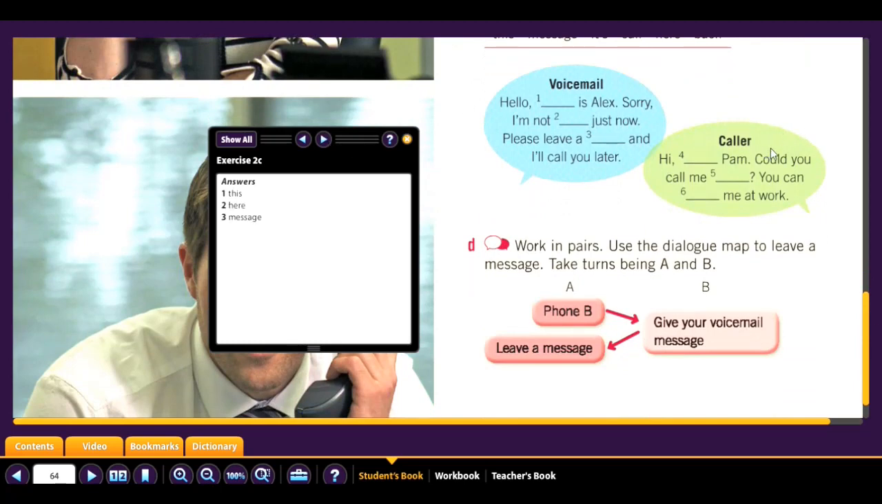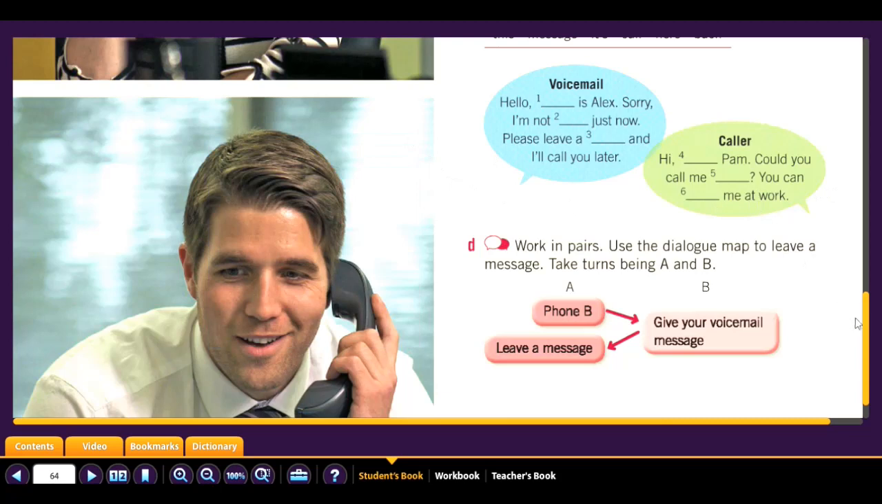The caller, la persona que llama. Cuando llamas y te quedas hasta el buzón de voz, es que es algo muy importante. Entonces, por eso es que puedes dejar algún mensaje. Hi, it's Pam. Could you call me back? El de could you call me back, can you call me back, es para decir, puedes devolverme la llamada. Y le dicen dónde lo pueden llamar. You can call me at work. You can call me on my phone.